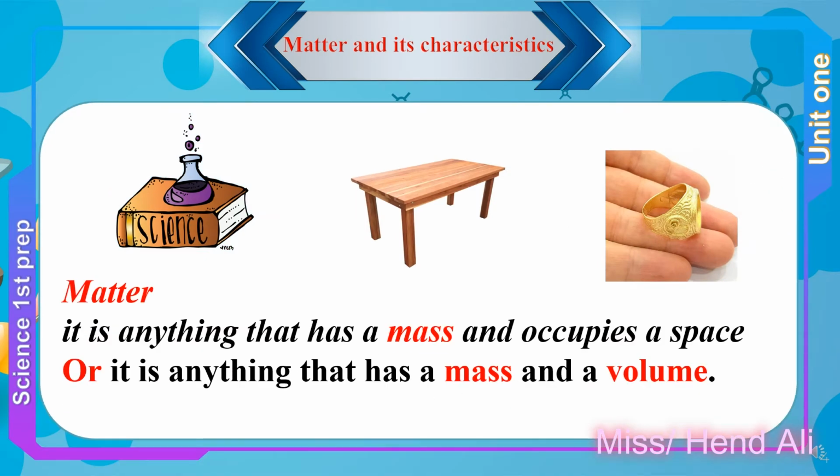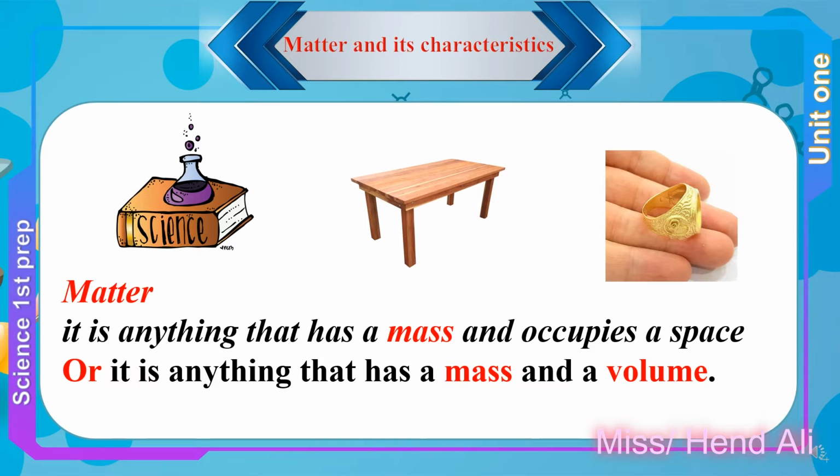Matter and its characteristics. Okay, you may ask yourself what is the meaning of matter. Matter is anything around you: the mobile, the book, the table, anything. It's anything that has mass and volume. Okay, what is the meaning of mass? When we say that the mass of the ring is 2 grams, this means that the amount of gold in this ring is 2 grams. When we say that this table is 5 kilograms, this means that the amount of wood in this table is 5 kilograms. Okay, this is the meaning of mass.